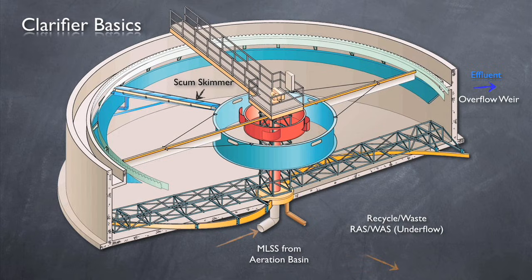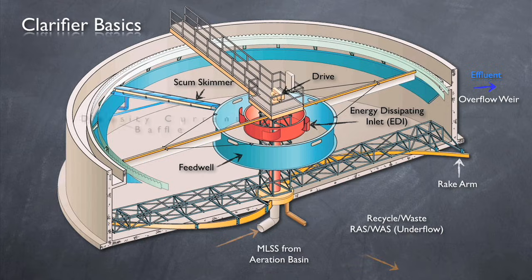Without going into too much detail, some other important components of a circular clarifier include the rake arms, an energy dissipating inlet, the drive mechanism, a feed well, and a density current baffle.